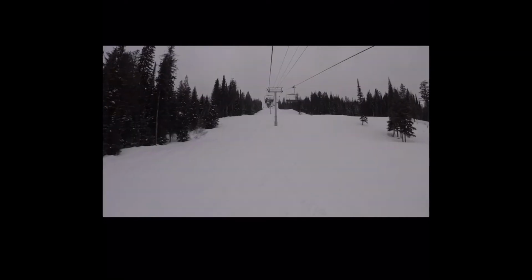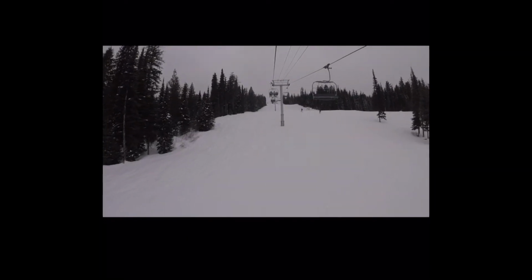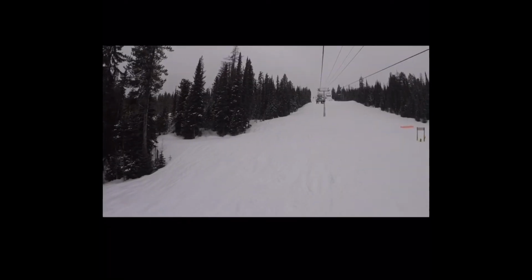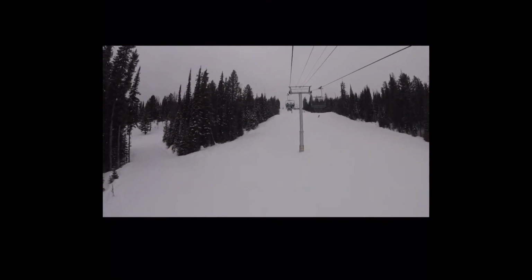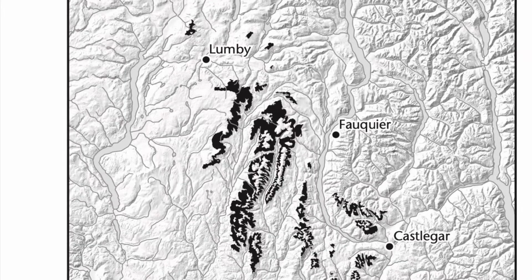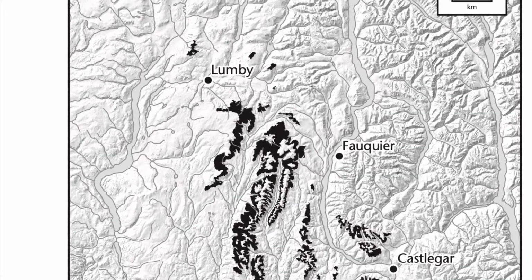Okay, so at this elevation we would be in the Engelmann spruce subalpine fir biogeoclimatic zone, and we would be transferring from the DC2 to the DC1 subzones. This is the distribution for this subzone.